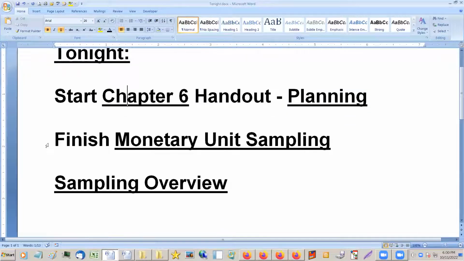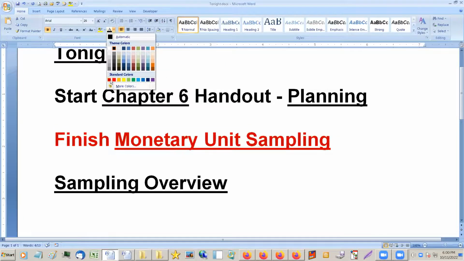The audit. I don't think we finished monetary unit sampling. Maybe we did. I'll have to take a look at it. I thought we still had one more to do on it. Yeah, we didn't finish that one. We didn't finish. Okay. And sampling overview.